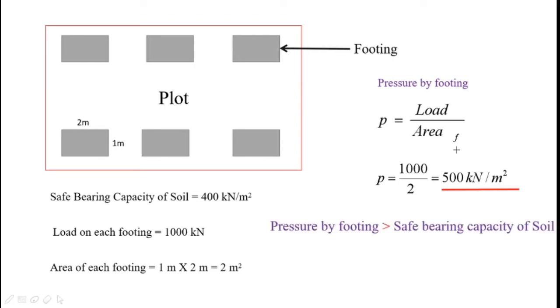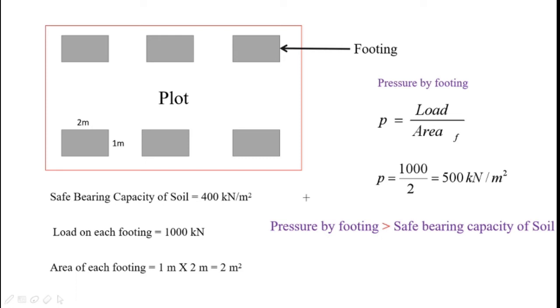Now if you notice, the safe bearing capacity of your soil is 400 kilonewton per meter square, but each footing is exerting a pressure of 500 kilonewton per meter square. That means 100 kilonewton per meter square more. So your soil will not be able to withstand this pressure. If you provide a shallow foundation, your soil is definitely going to fail. So what can you do to avoid this? Of course, you can provide a deep foundation, but you cannot directly reach that conclusion.